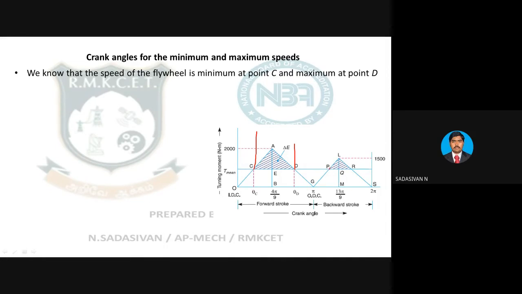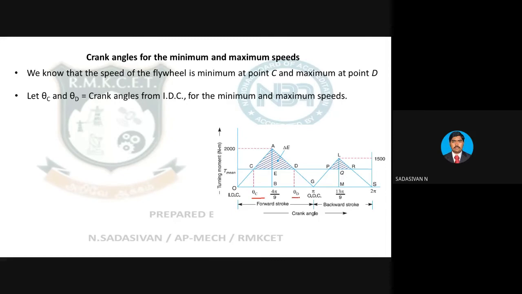Here also the speed will be very high, but the magnitude will be lesser compared to this. So point C is taken as the minimum energy, minimum speed point of the flywheel, and point D as the maximum speed point. Why is this maximum? Because this much energy is just added to the system, and at the end of the energy addition you will have the highest amount of acceleration. That is the concept with which I conclude C and D are the two points of minimum and maximum speeds. Let theta C and theta D be the crank angles from IDC for the minimum and maximum points; I am just naming the points.